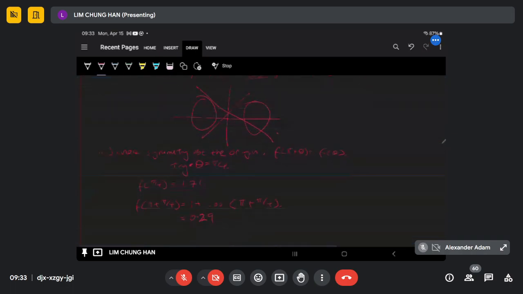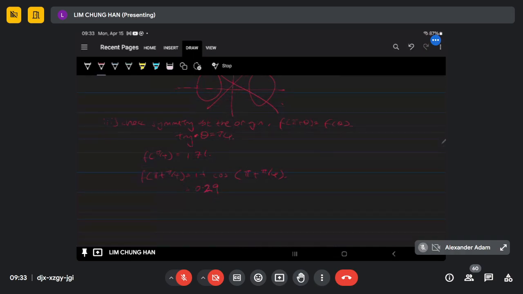Okay. But the point is this. What I've proven is it's not equal to this as well. It's not equal. Therefore, it's also not symmetrical about the origin or about the pole.